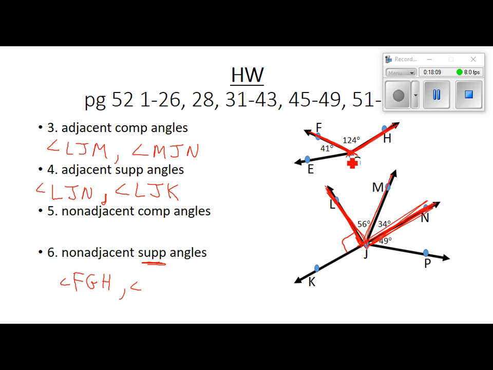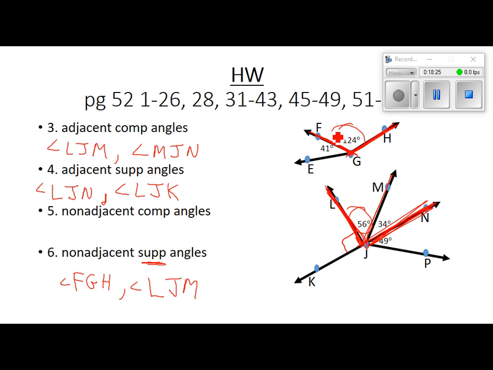We want another angle that's not hooked to it that adds up to 180 with it. What's the other one? LJN. That's this one. Do those add up to 180?